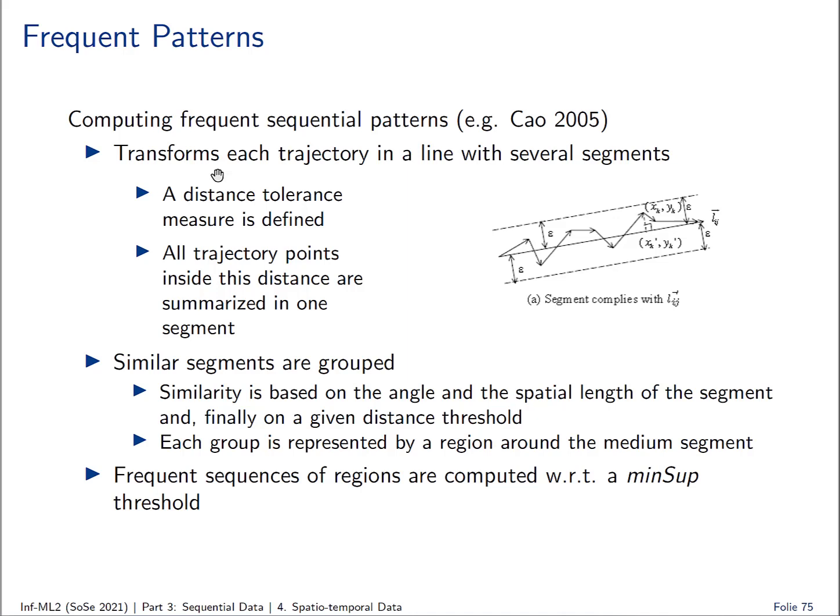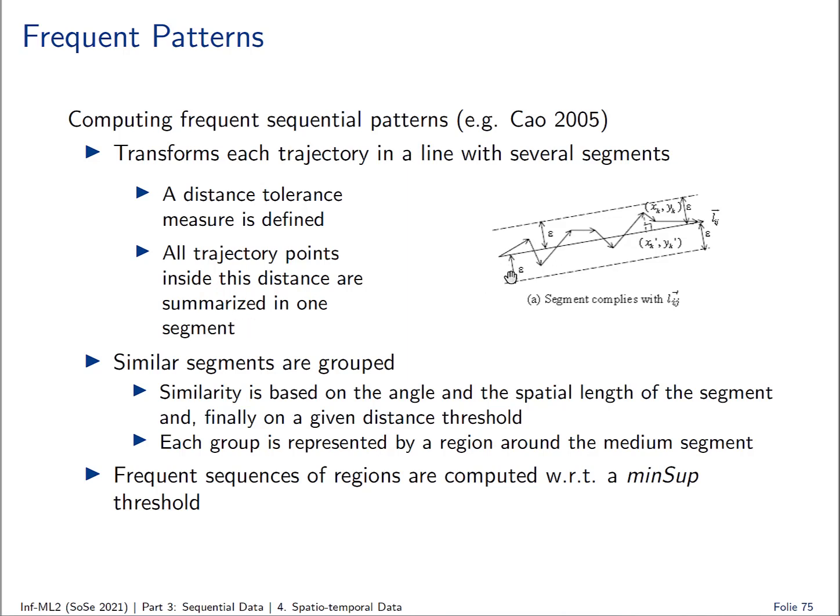That is the basic idea of this paper by Cao. So the idea is to transform each trajectory into a line with several segments. This is the original trajectory, and we get a coarser approximation into segments. For that we need a distance tolerance measure, and all trajectory points inside this distance tolerance are summarized in one segment.